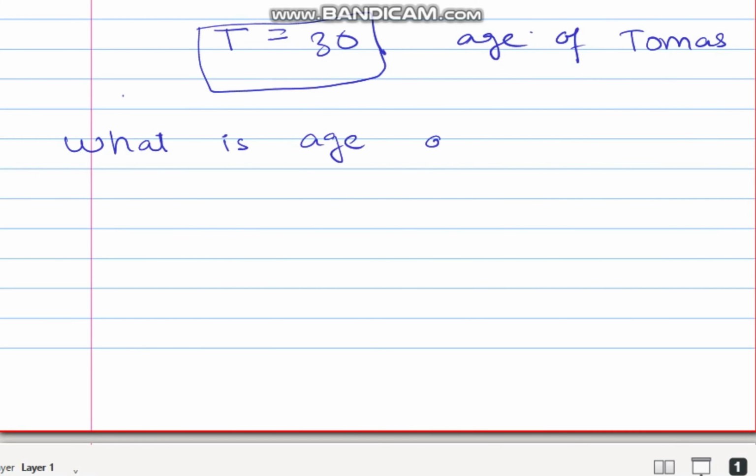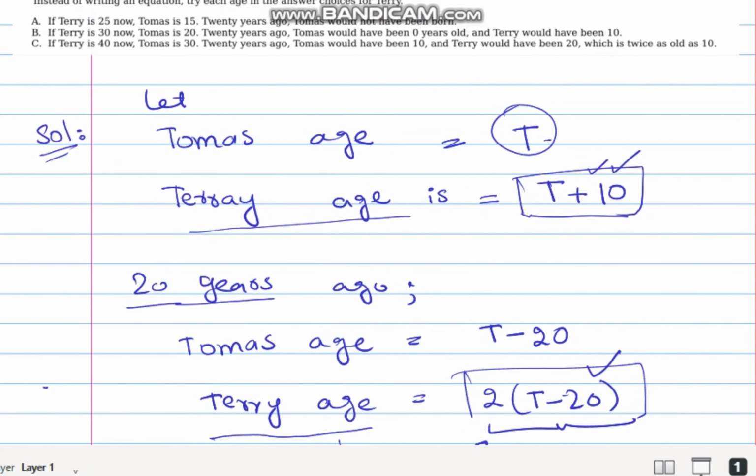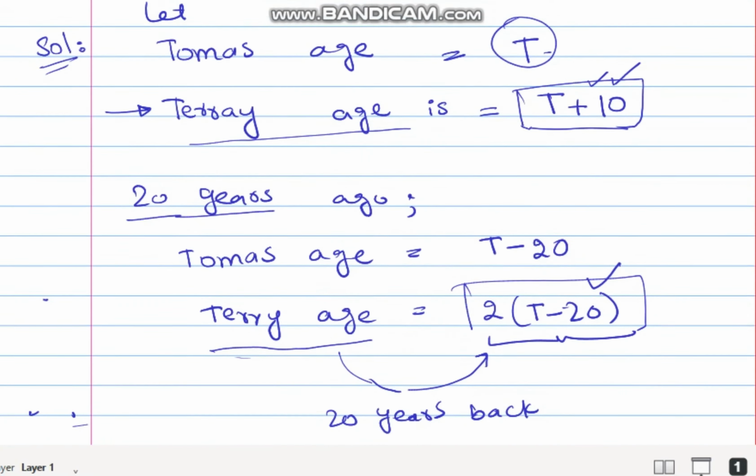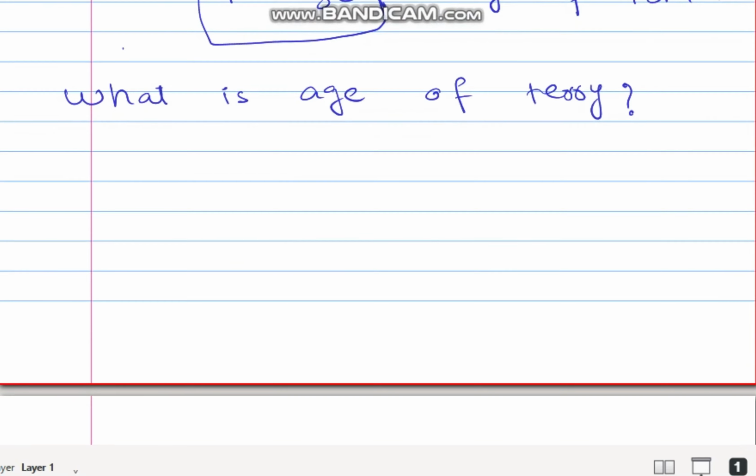The age of Terry is 40. Okay, very good, yes, exactly, because the age of Terry is t plus 10. Very good. Terry's age will be capital T plus 10, and we know capital T is 30, so 30 plus 10 is what? It is 40.